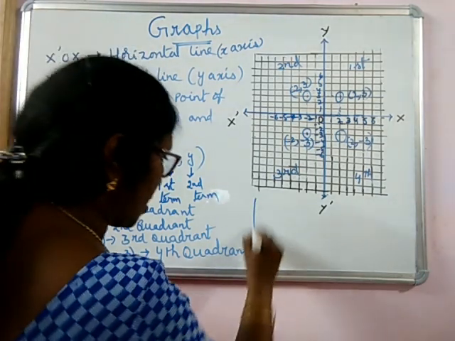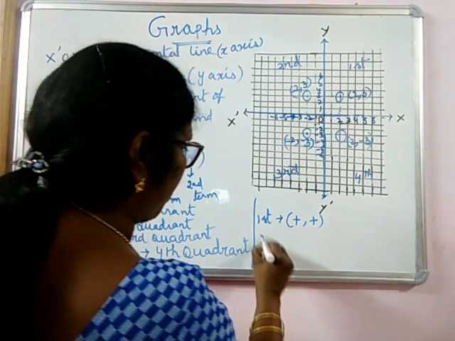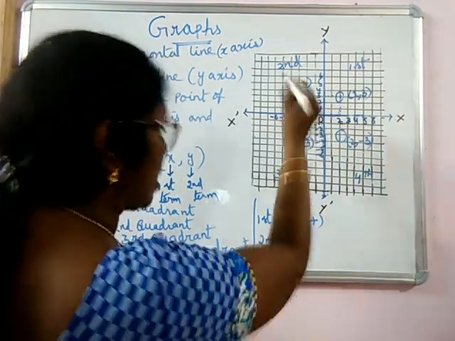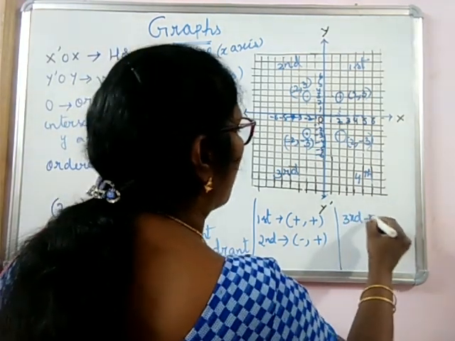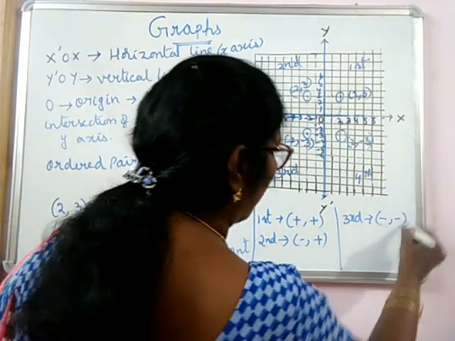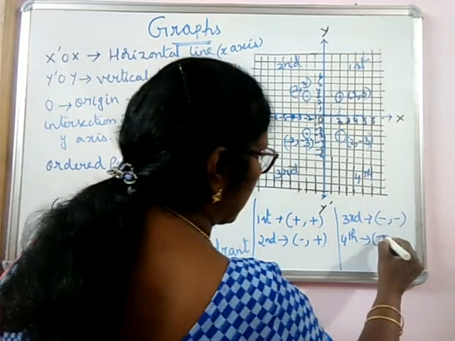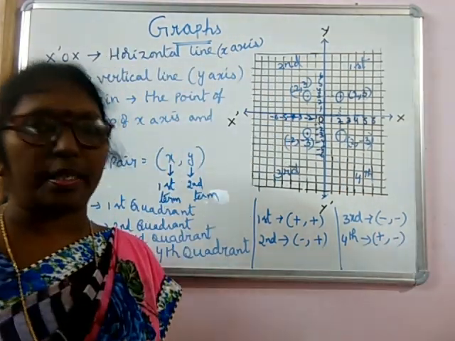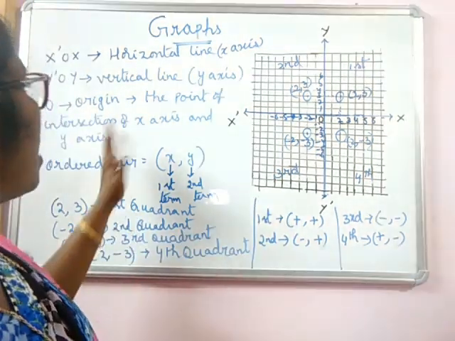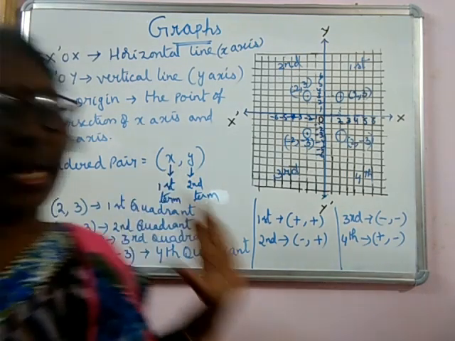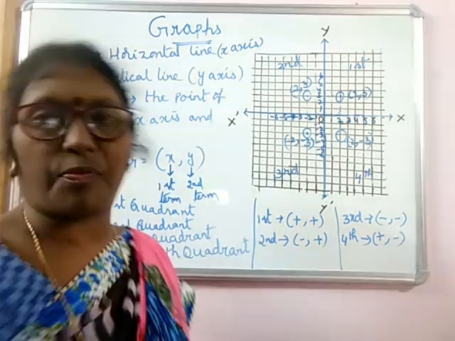In short I can say first quadrant both are plus, second quadrant minus plus, third quadrant both are minus, both means both X and Y coordinates are minus, and fourth quadrant X coordinate is plus and Y coordinate is minus. I think by now you are clear, and this is the ordered pair, X coordinate, Y coordinate, the coordinates of the point.